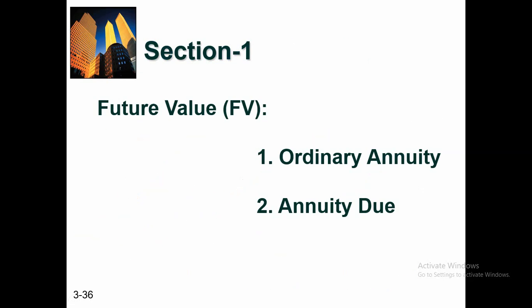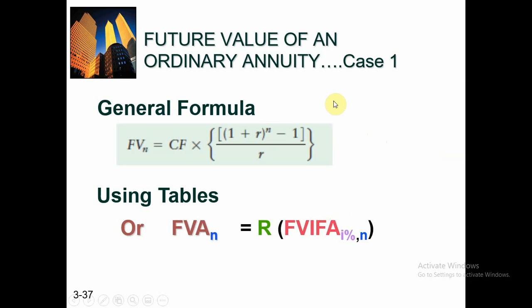So here in the first section, we will learn how we can find the future value of an ordinary annuity and an annuity due. What is the formula, what is the equation, and the method to calculate the future value of cash flow streams in an ordinary annuity and an annuity due. Here is case one, in which we will find the future value of an ordinary annuity.